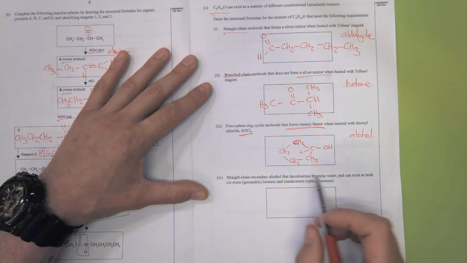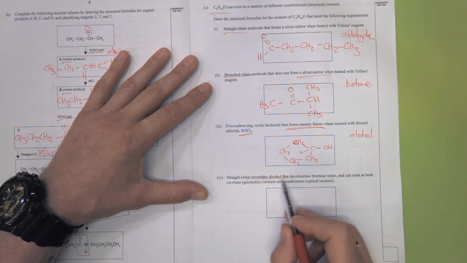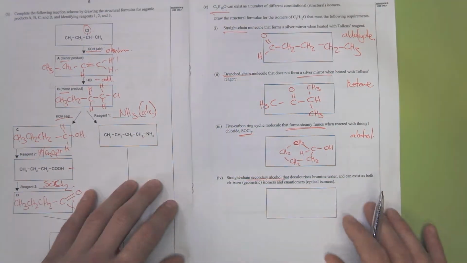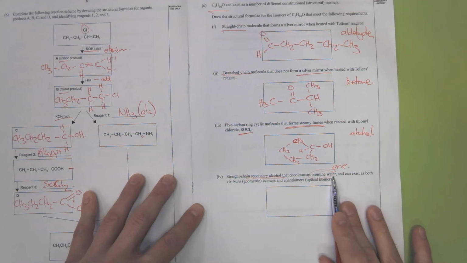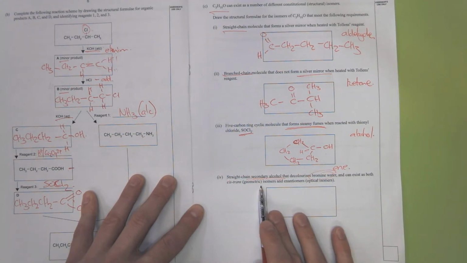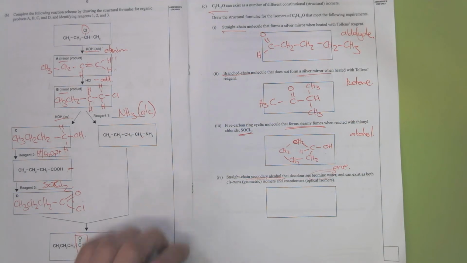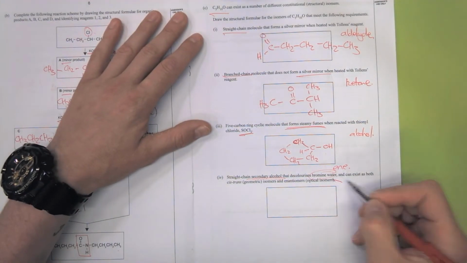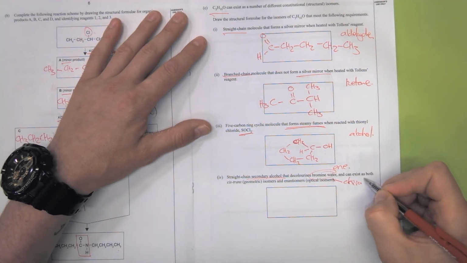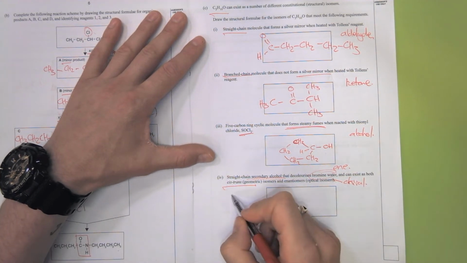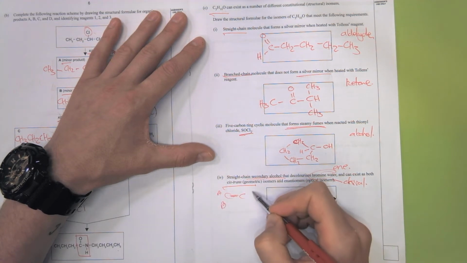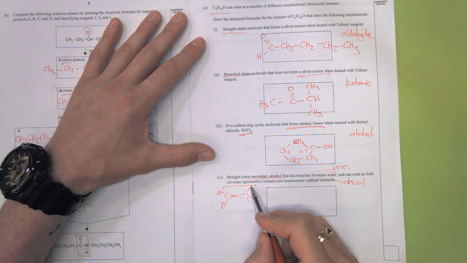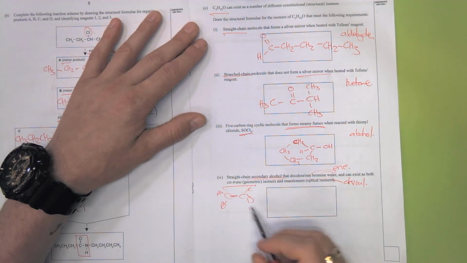Okay, straight chain secondary alcohol. So the OH group is attached to a carbon that's got 2 other carbons. It decolorizes bromine water. That means it's an ene, it's got a double bond, and can exist as both cis and trans geometrical isomers and optical isomers. Wow, a lot going on here. This means we've got a chiral carbon. This means it's got a double bond, and each carbon has got different things attached to it. AB, CD, or AB. Okay.